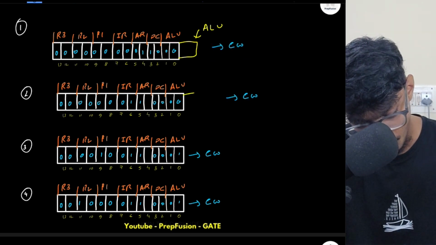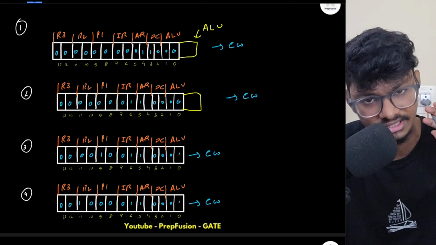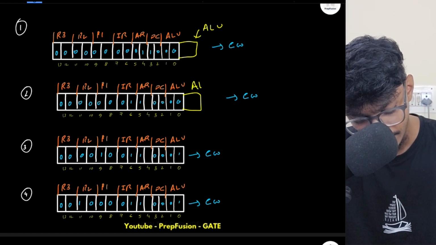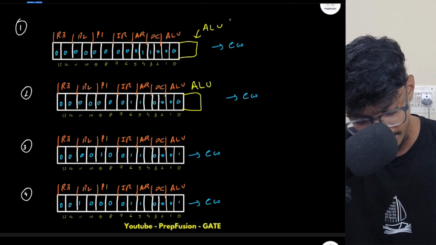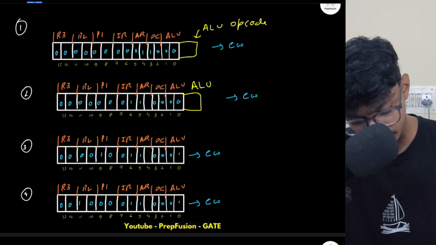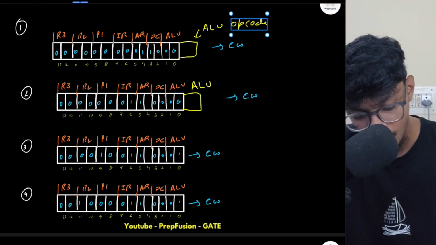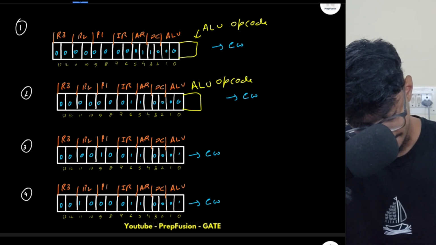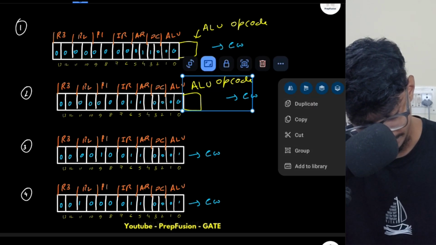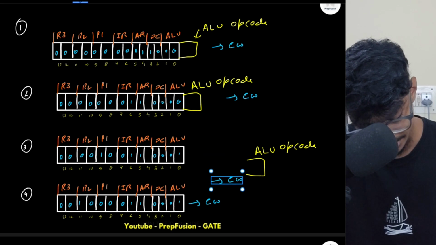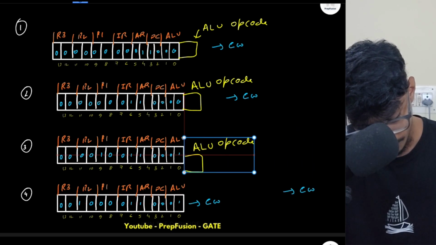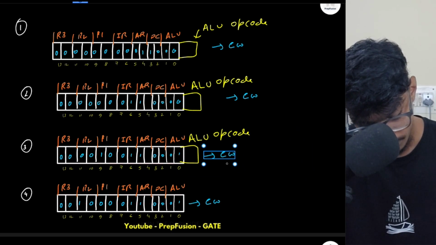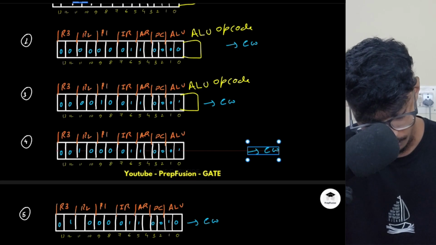There will be an opcode and many other things, but I am not showing them. I am just trying to explain one particular concept: how does my control word get generated? That is my only target. So you can ignore this ALU opcode for now.